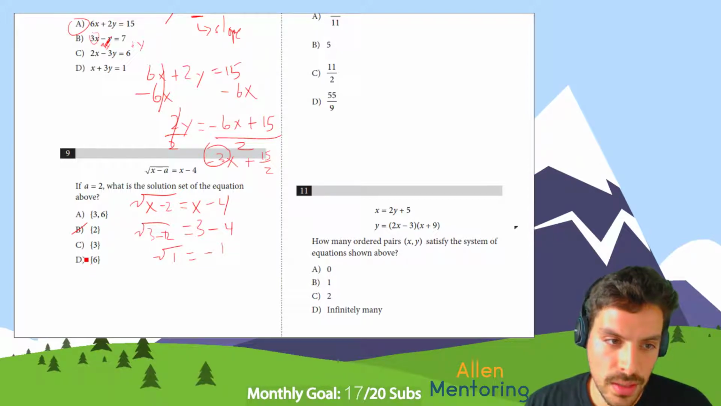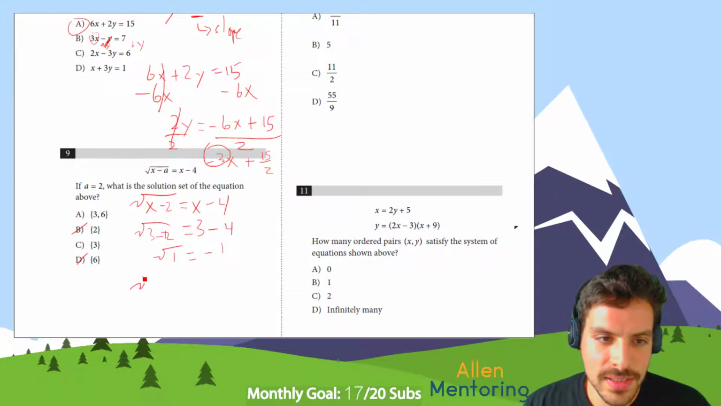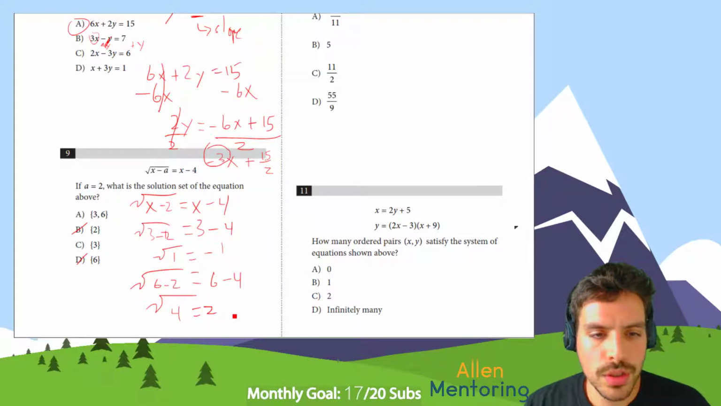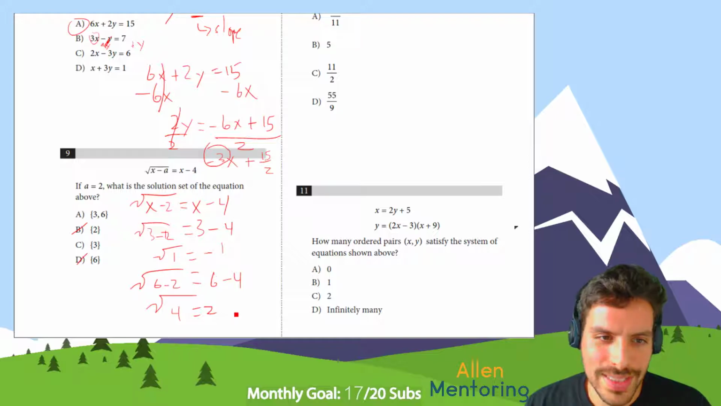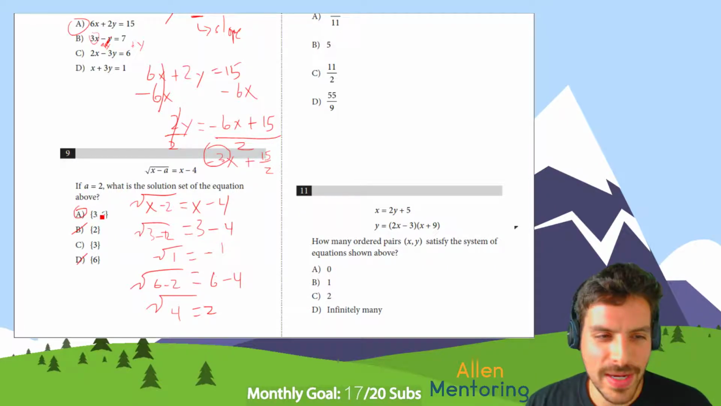So I could take this off and this off. Okay, and so now I'll have to check 6. Does 6 work? 6 minus 2 is equal to 6 minus 4. So is the square root of 4 equal to 2? And that is correct. The square root of 4 is equal to 2. So now I would pick A as my answer.